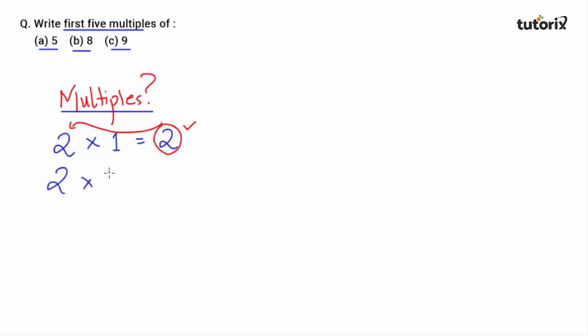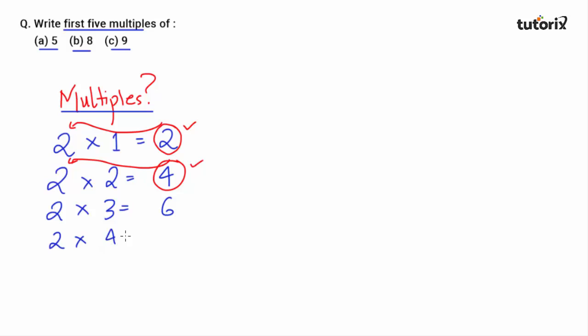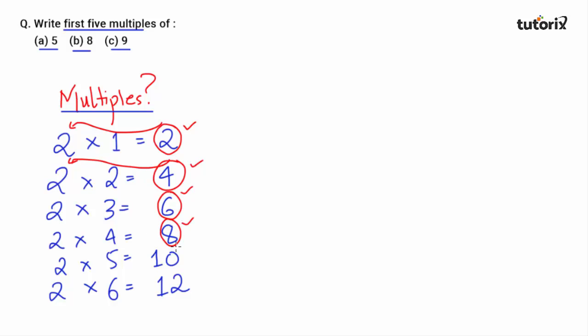Similarly, 2 into 2 is 4, right? So 4 belongs to the table of 2, thus 4 is a multiple of 2. Following the same logic, 2 threes are 6, 2 fours are 8, 2 into 5 is 10, of course, and 2 into 6 is 12. So can you say what are the multiples of 2 here? It's pretty easy, right? 6 is a multiple of 2, 8 is a multiple of 2, 10 is a multiple of 2, and even 12 is a multiple of 2, because all these numbers belong to the table of 2.